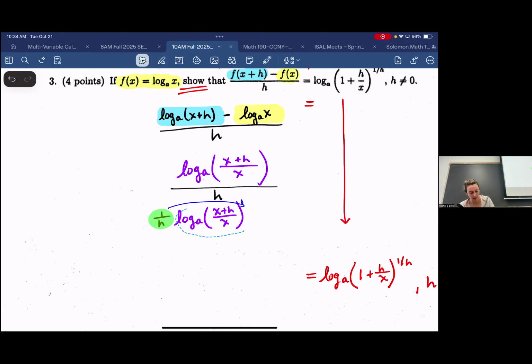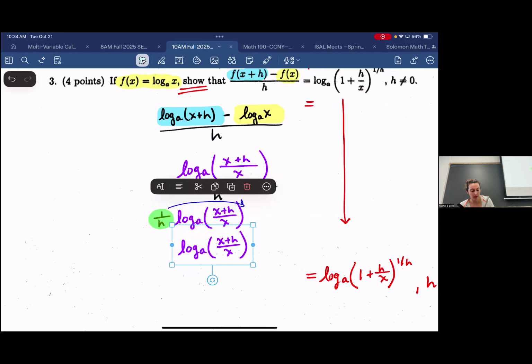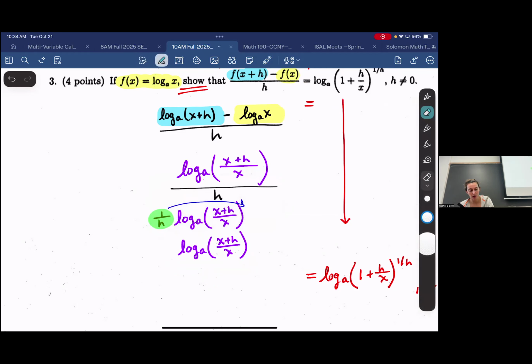When we bring it into an exponent, we're getting closer and closer to what that right-hand side looks like. So we once again get that log base a of x plus h all over x, now raised to the 1 over h power. And we're so close. The only thing that's different is what we have inside those parentheses.